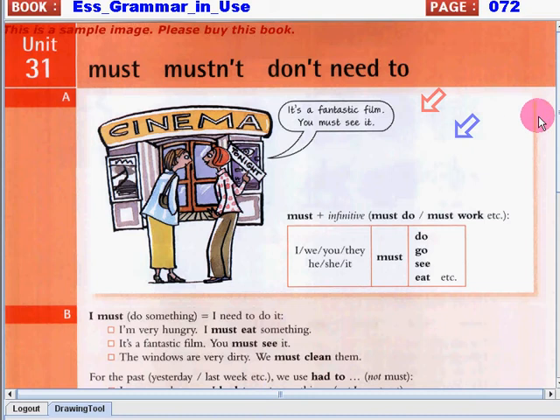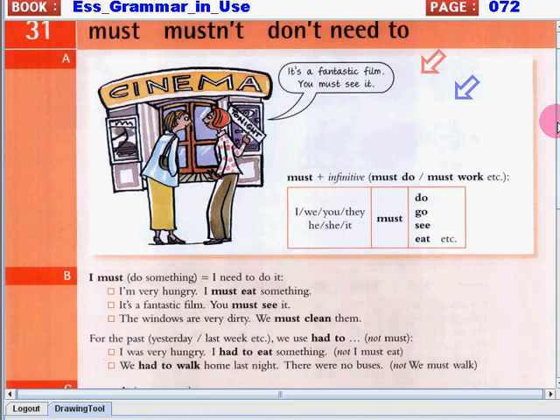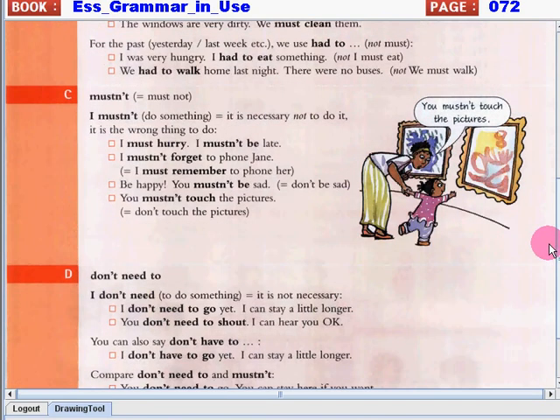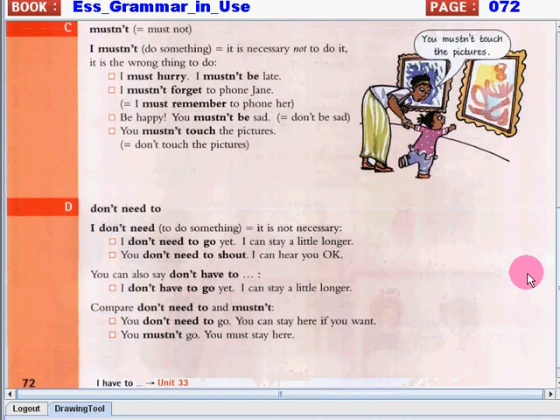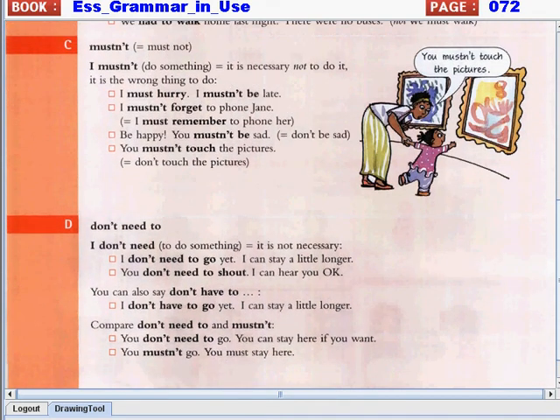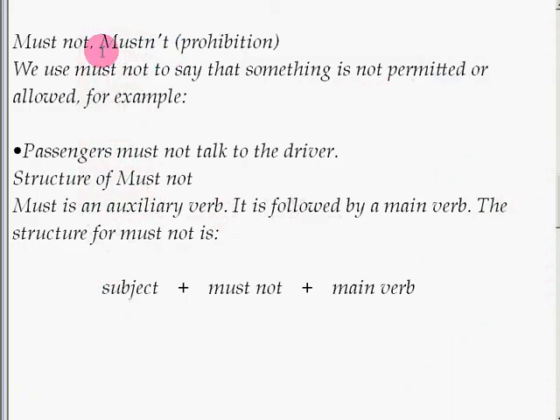Today, we will continue our lesson on Unit 31. It's about the words must not and don't need to. If you can still remember, on our previous video or lesson, we already talked about the word must. So today, we will talk about must not. So let's begin our discussion now. Now, the word must not, mustn't.